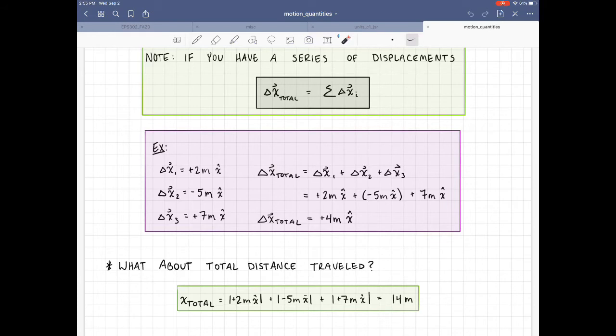And so the distance traveled in the first portion was 2 meters. The distance traveled in the second was actually just 5 meters, right? There's no taking into account that we're walking back to the left. You still walked 5 meters. And then that third trip was 7 meters. And so when you add these 3 up, you end up getting 14 meters total for the distance traveled.